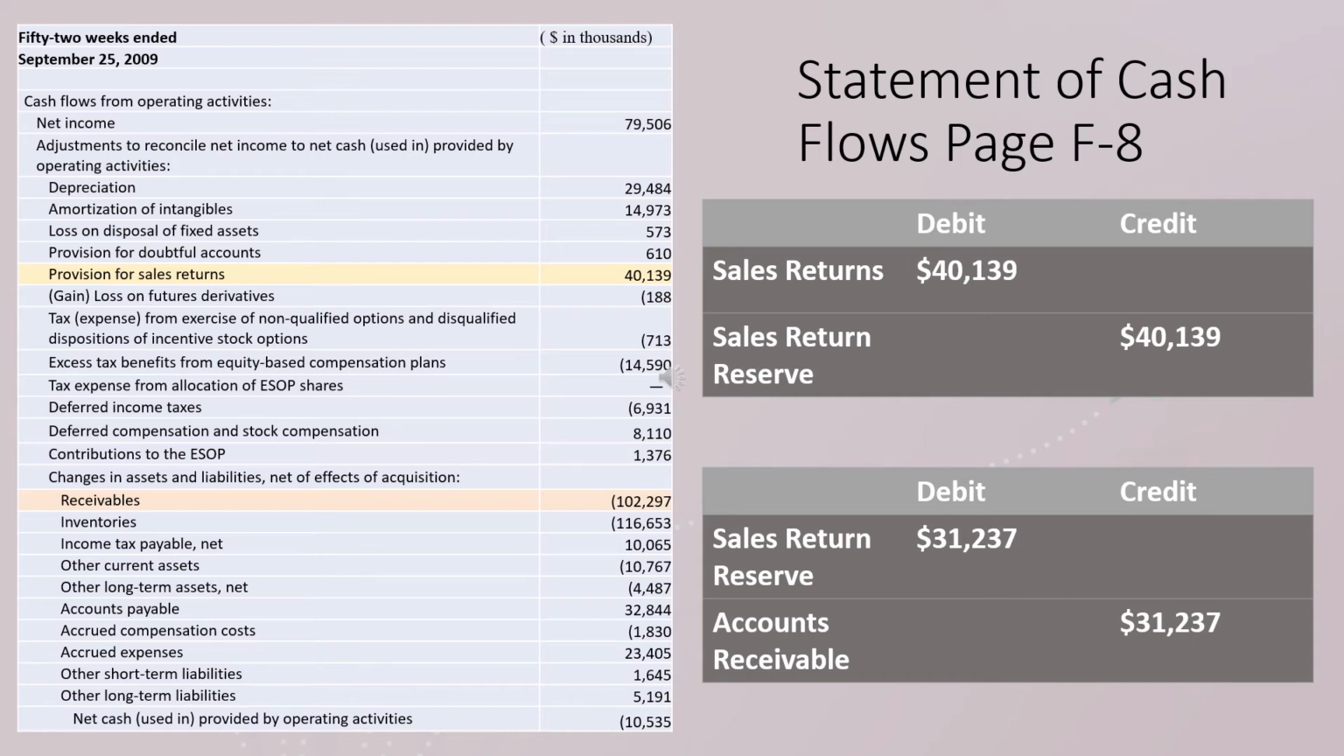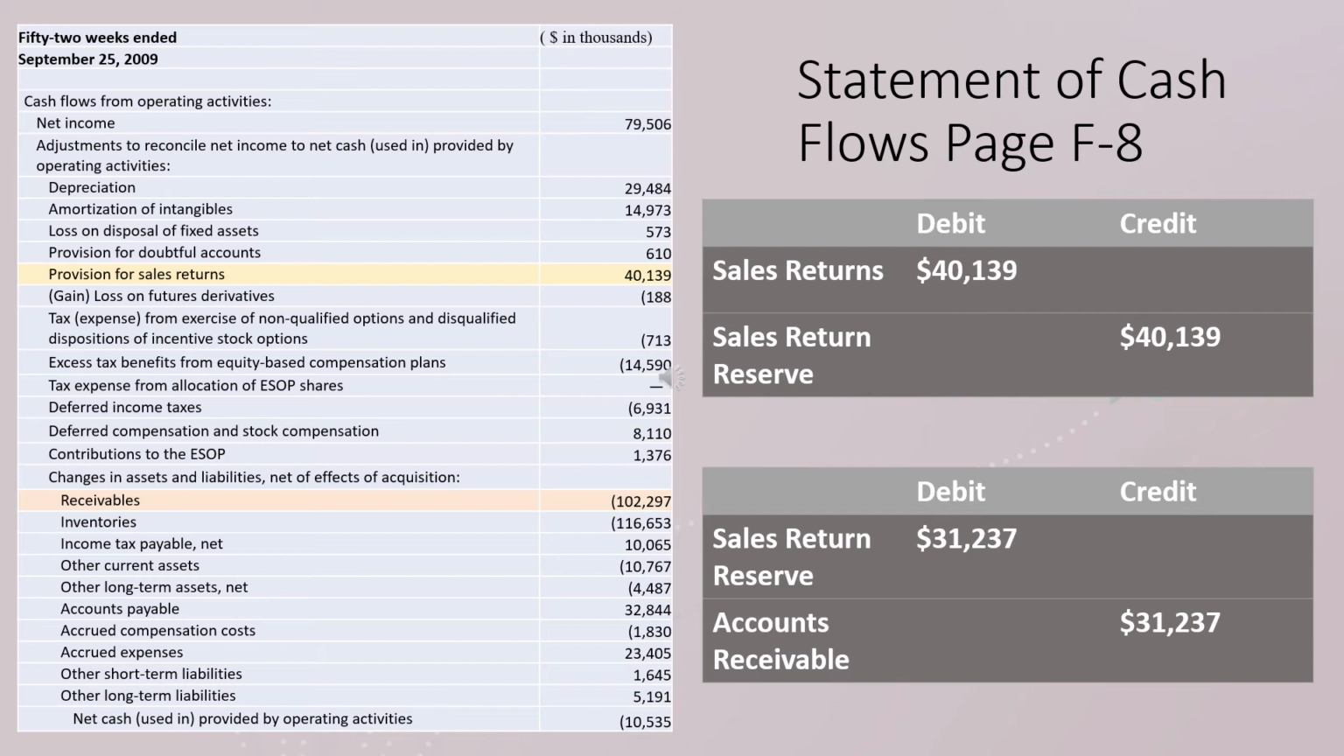And so the provisions for sales returns appears as an increase of $40,139,000 in cash flows from operating activities. And this is shown in the highlighted yellow. It's the first highlighted section on the picture on the left, and then this amount is also seen on the top journal entry on the right.